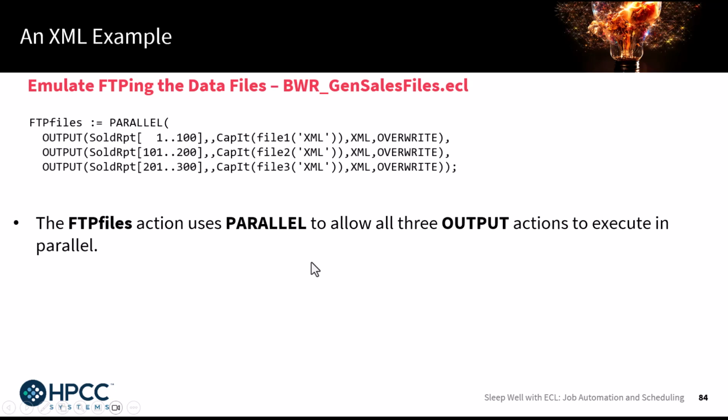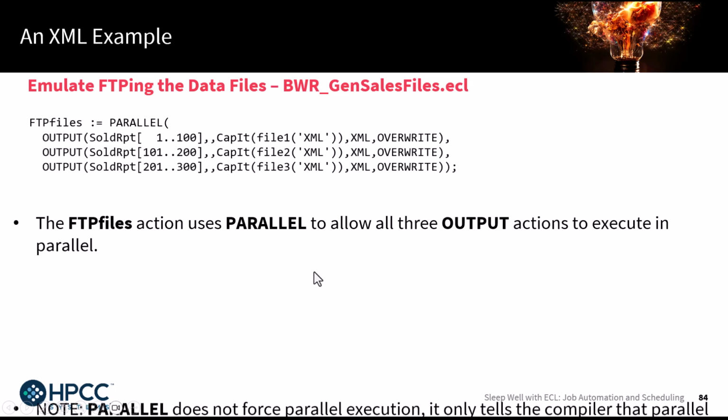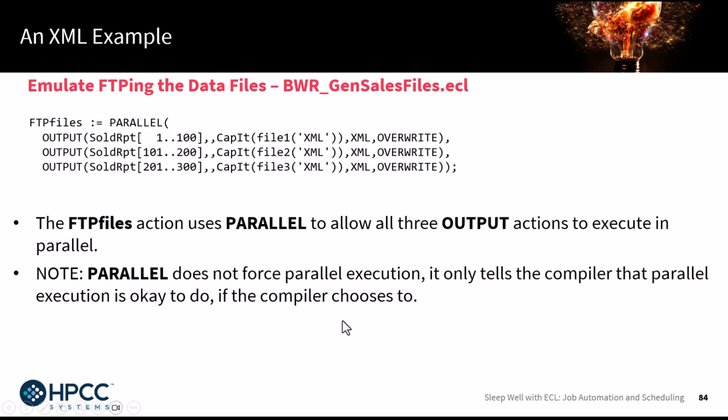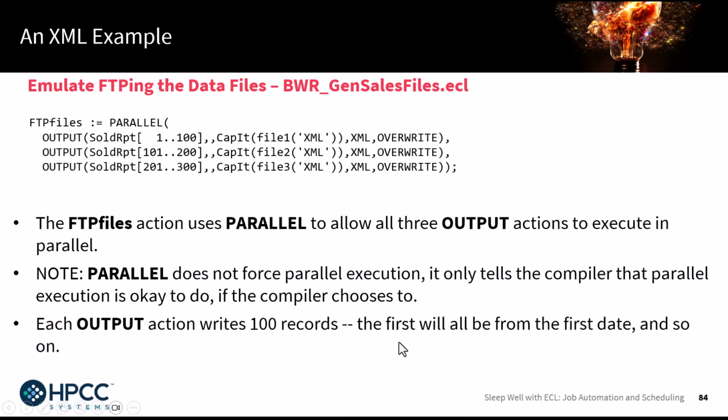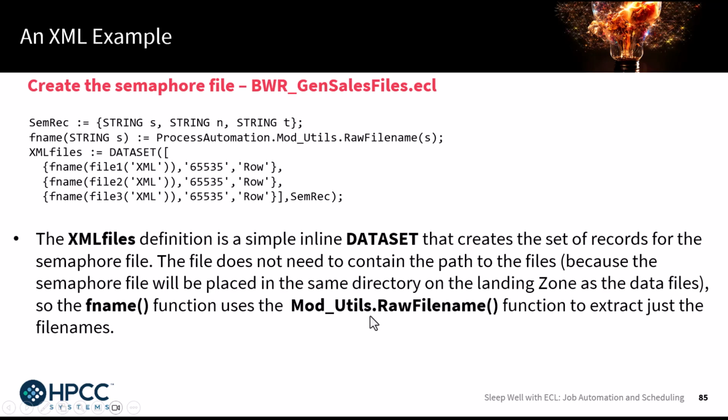And so these actions can also execute in parallel. There's no reason why they shouldn't. No reason to use sequential on this one. So it's only telling the compiler that parallel execution is okay to do if the compiler chooses to do so. Each output action, like I mentioned, writes out 100 records. The first will be from the first date and so on.